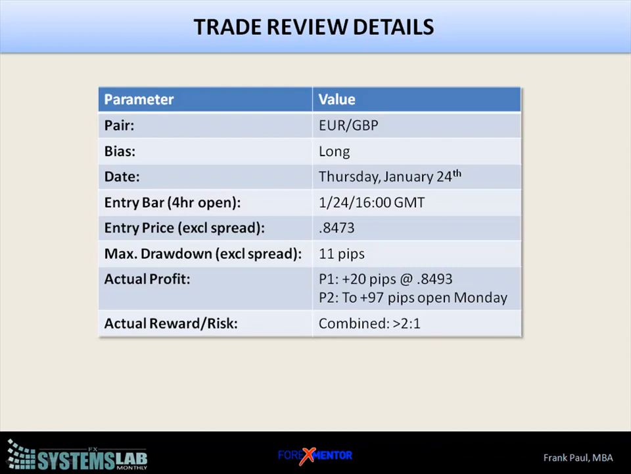presuming that all the other pieces of the puzzle are still in place. So by the book anyway, we had an entry price of 84.73. Price went sideways for a number of bars on the 4-hour chart, but fortunately the maximum drawdown through that low-level consolidation was 11 pips. So we look for 20 pips on the P1 position to cover the cost of a stop if one is triggered on P2. That wasn't the case here.